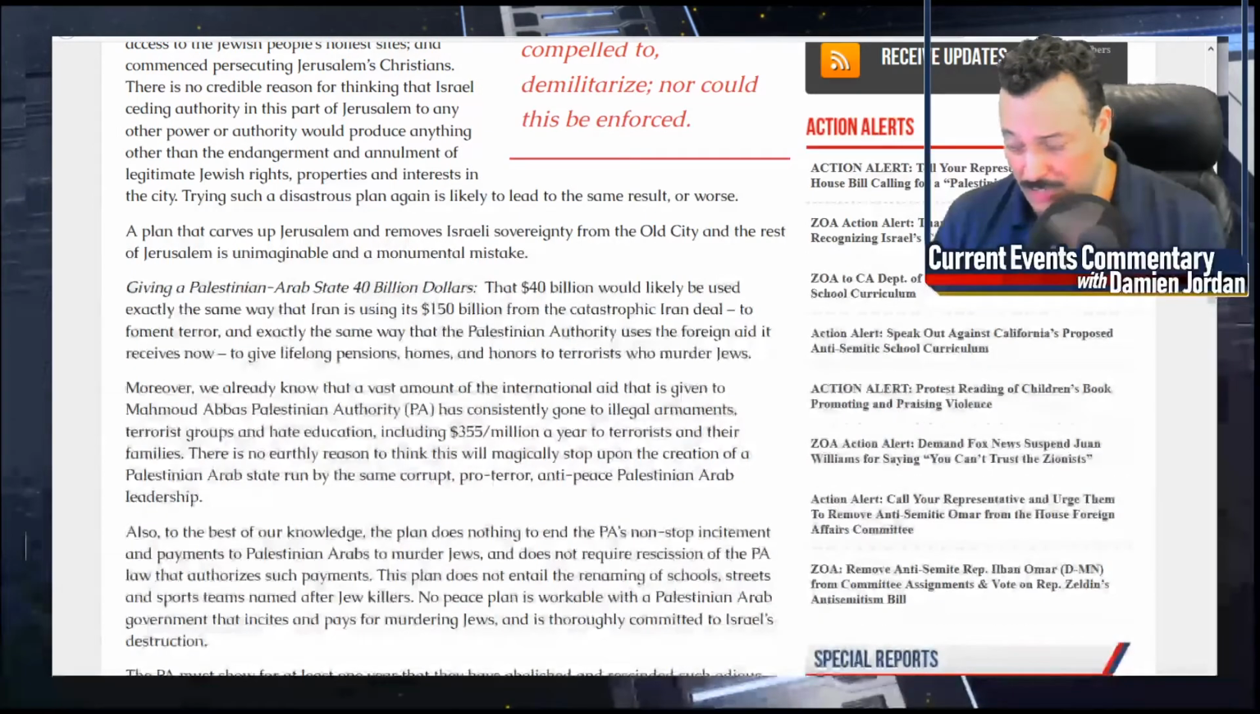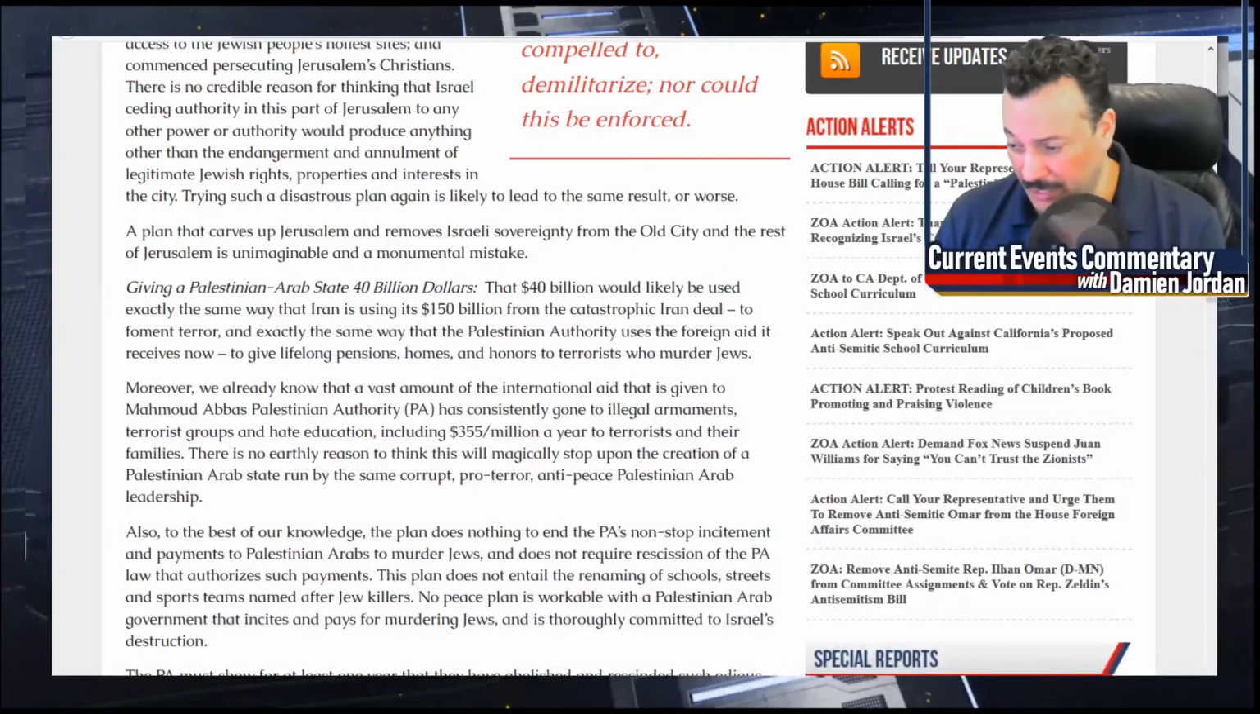Also, to the best of our knowledge, the plan does nothing to end the PA's nonstop incitement and payments to Palestinian Arabs to murder Jews, and does not require rescission of the PA law that authorizes such payments. This plan does not entail the renaming of schools, streets, and sports teams named after Jew killers.